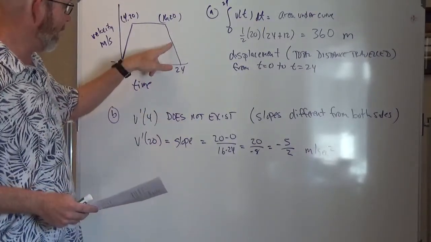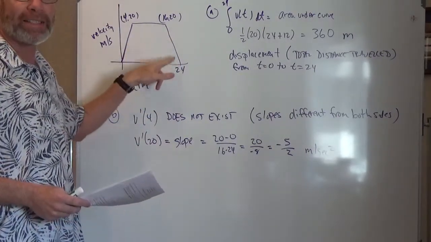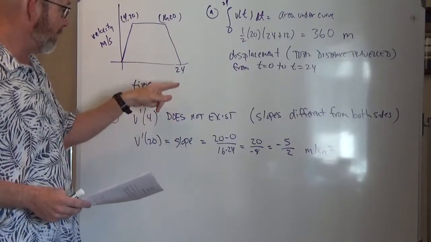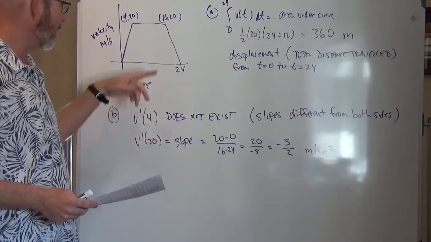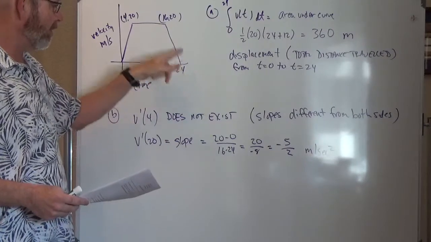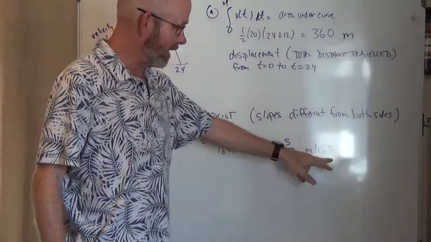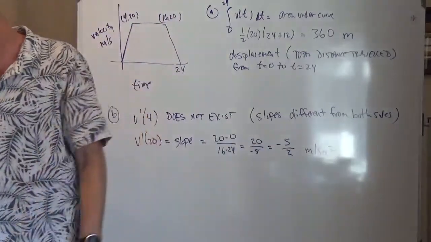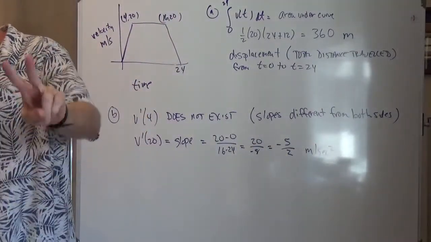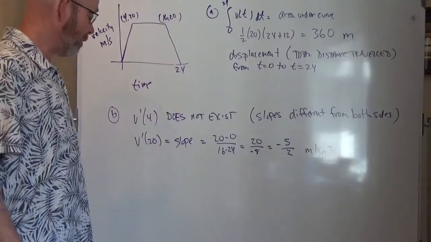And the slope at 20 would be right here. It's just the slope of that segment, which I got by rise over run. So I did 20 minus 0 over 16 minus 24. Got negative 5/2 meters per second squared. 1 point for that one. Also, actually 2 points. 1 point for the correct unit on that one also.